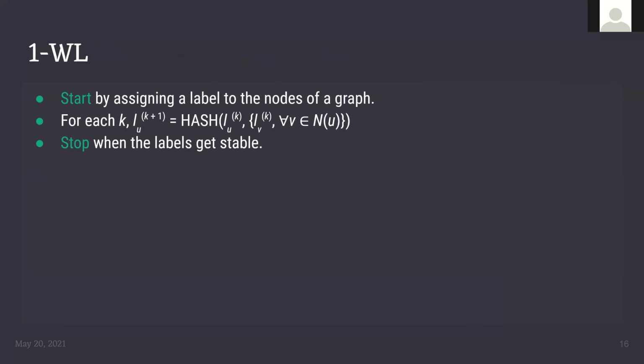And in its original version, it works like this. Given a graph, we start by assigning an initial label to all of its nodes. Then for each iteration, the labels of all the nodes are updated by hashing the label belonging to the node, but also the labels coming from the neighbors of the node. And we go on like this iteratively until we find a stable condition where the labels no longer change. Then you can use these labels as a fingerprint of what is going on in the graph.